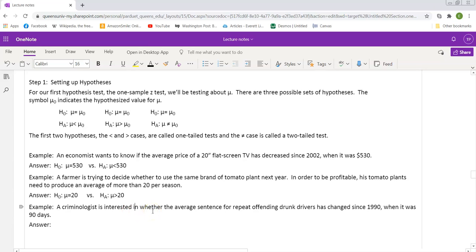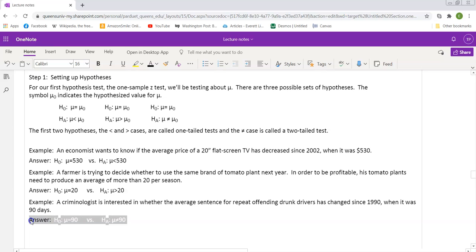In this last example, a criminologist is interested in whether the average sentence has changed since 1990, when it was 90 days. This word changed implies that it could be greater than or less than. So this is going to be a two-tailed test, meaning our alternative hypothesis is going to be not equal to. So our hypotheses here: our null hypothesis is going to be that mu equals 90, and our alternative hypothesis is not equal to.